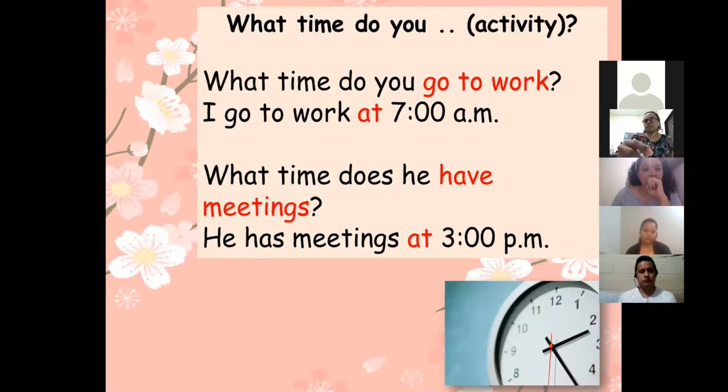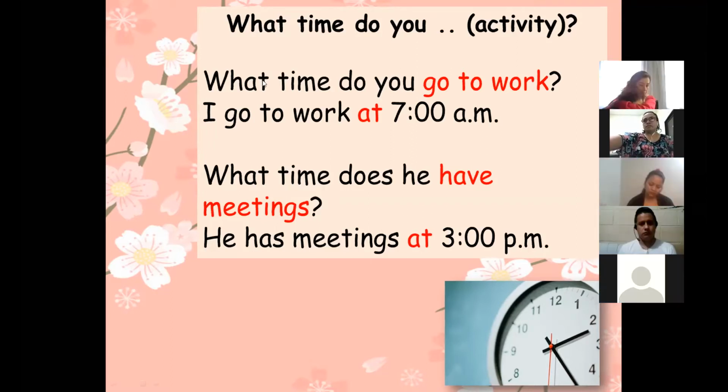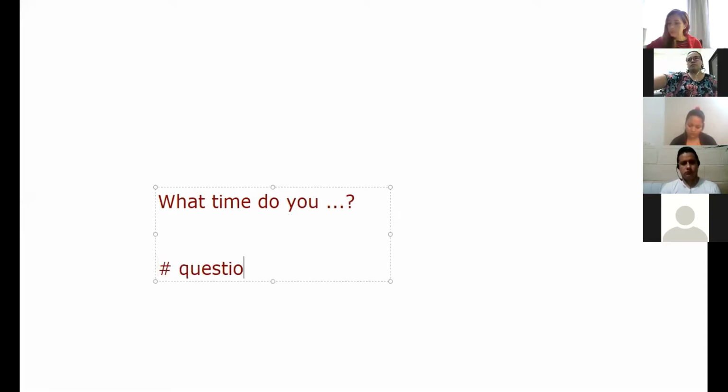I want you to create 3 questions using what time do you? Okay, that is the activity in this moment. You have to write 3 questions with the expression, what time do you? And activities, okay? 3 questions in this moment. That is your activity right now. You have 1 minute. What time do you? 3 questions. Do it in this moment, please.